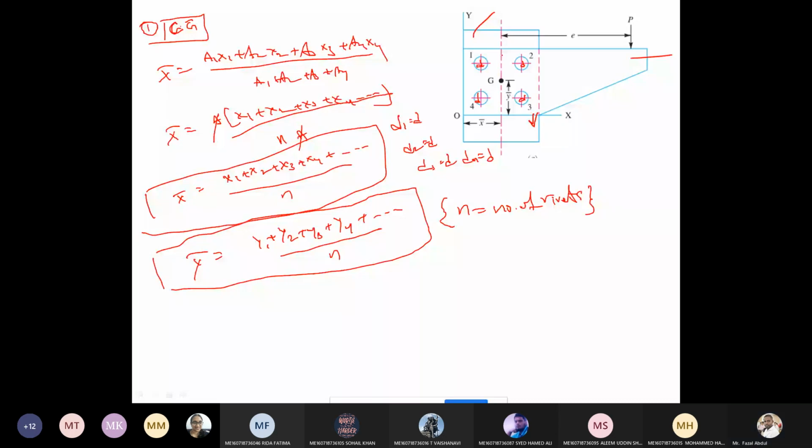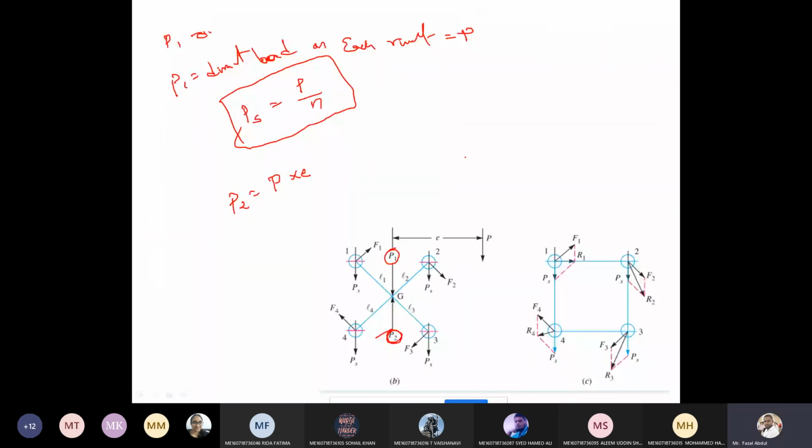Now the second load, whatever we introduced here, P2, is due to the eccentric load we are applying on the system. So what is the magnitude of P2? P2 magnitude is P into this perpendicular distance. That is P into E.